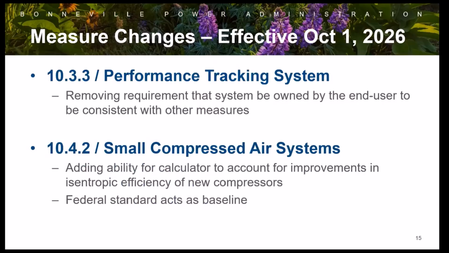And then the next one is the small compressed air system. We've added language to account for isentropic efficiency in new compressors, as well as having the federal standards for isentropic efficiency act as the baseline. So we are creating a new version of the small compressed air calculator that will be available that incorporates all these changes.